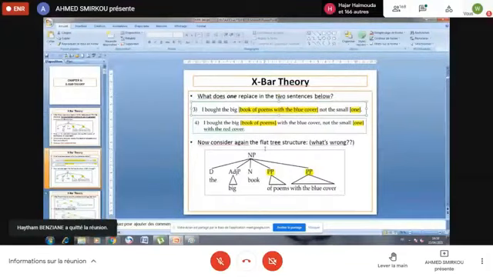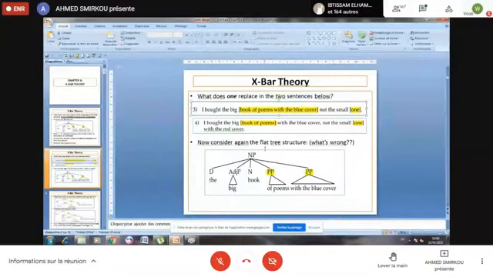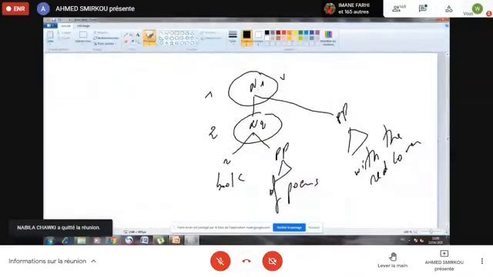Now, to summarize, if you use one replacement test and you find that a group of words is replaced by one, then you should go back to the tree and you should find one node that includes only those words, okay? So in the first example, one replaces book of poems with the blue cover, which means in the tree, we must find only these words branch from a node. We don't find it. That's why as a solution, we do something like this.